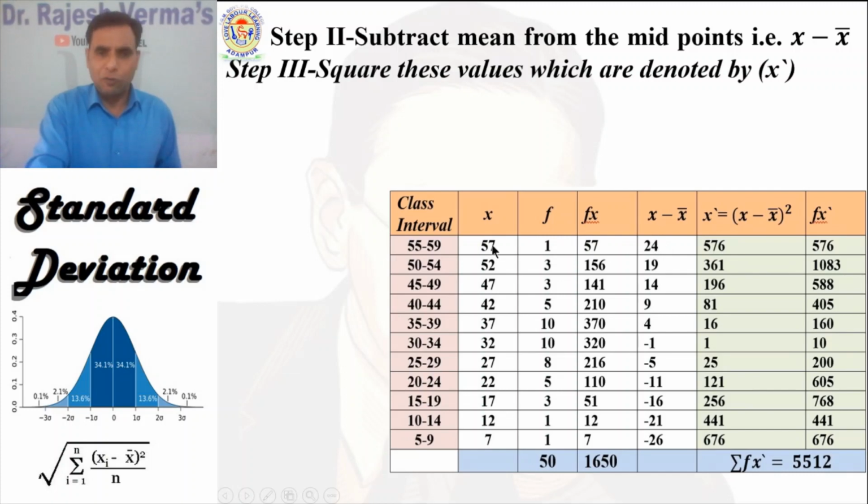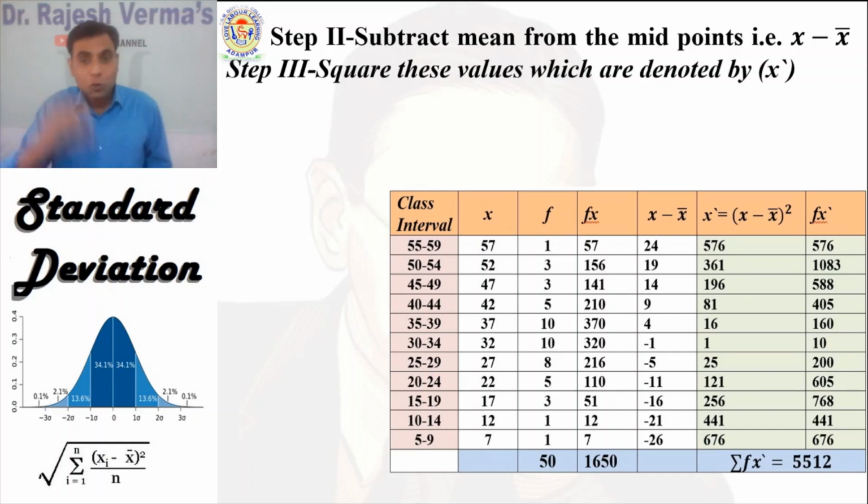Now this is x, what is x? 57 minus your mean. What is your mean? Your mean was 33. So 57 minus 33 is 24, 52 minus 33 is 19. This way, my dear friends, you will keep calculating x minus x bar. These are the deviations, and we will denote this deviation as x minus x bar.